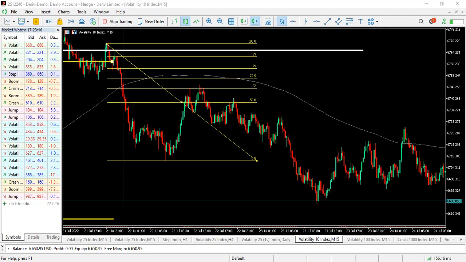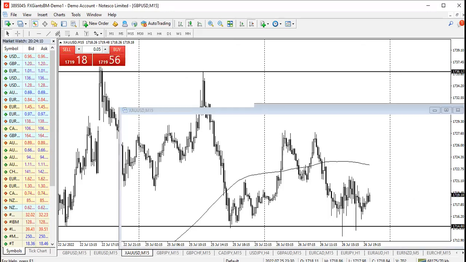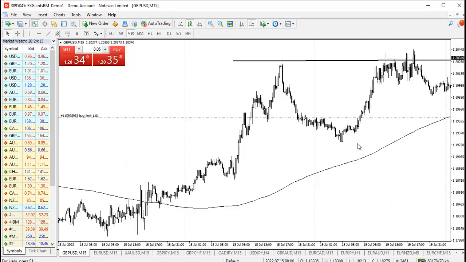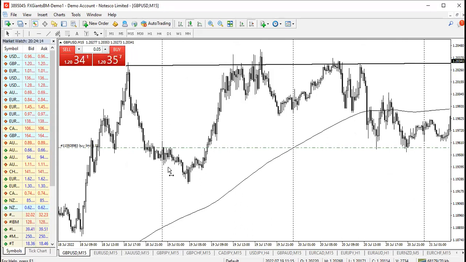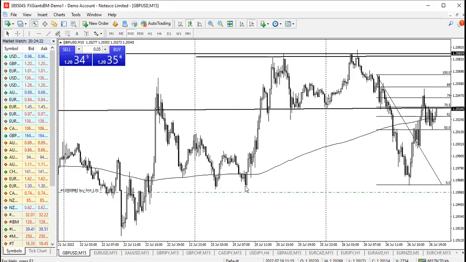I want to show you on GBP USD. Okay, so this GBP USD, this is a trade I took. I took this particular trade. Look at this place. We have the high of this day. We have the low of this day. We have the high of this day, the low of this day.